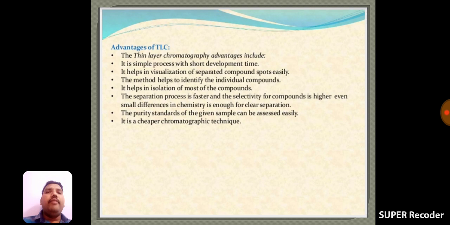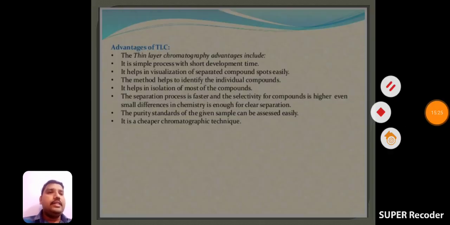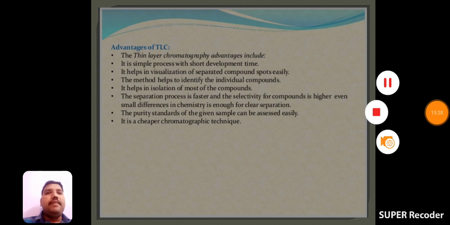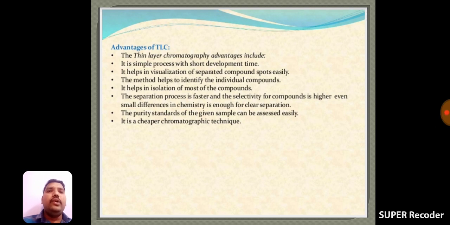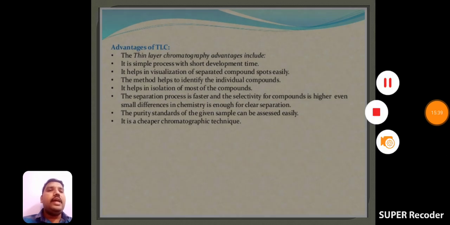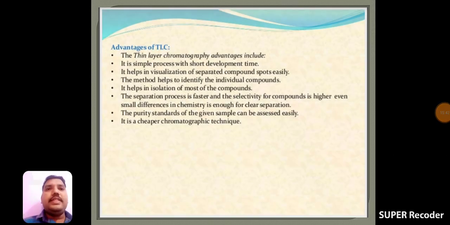Now let's see the advantages of TLC. The advantages of thin layer chromatography include: it is a simple process with a short development time. Next advantage, it helps in easy visualization of separated compound spots. Next, the method helps to identify the individual compounds.